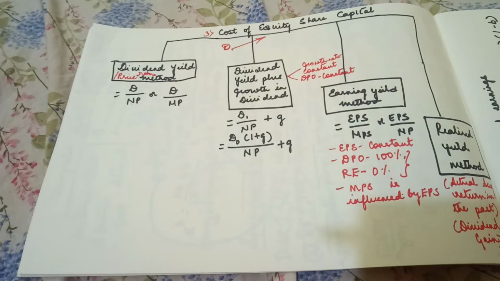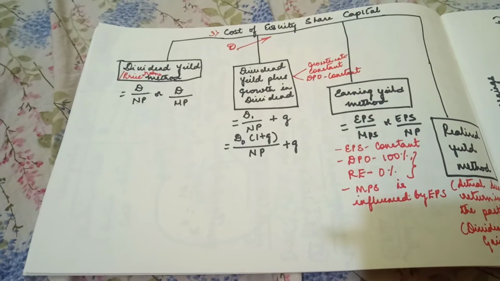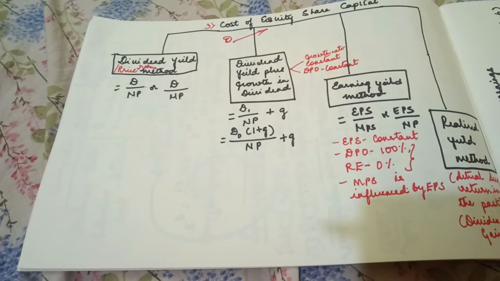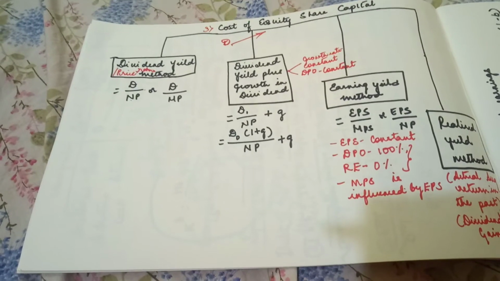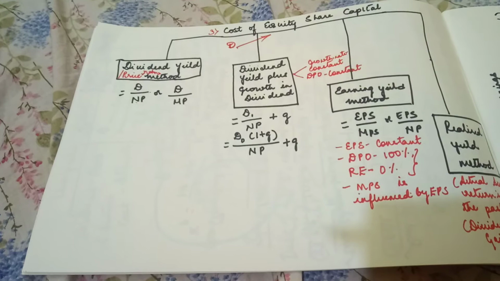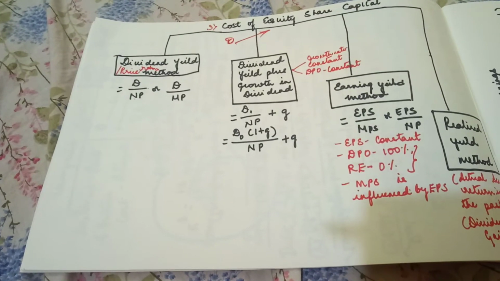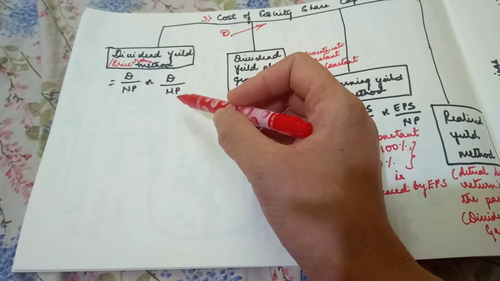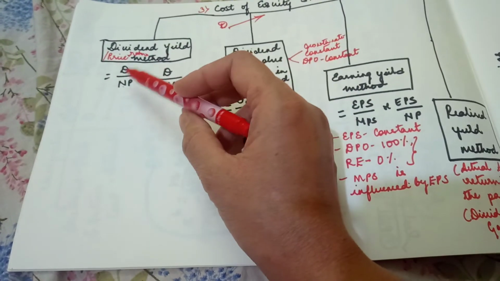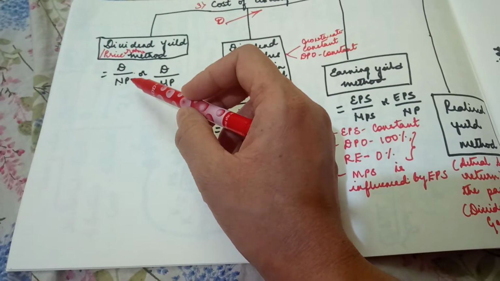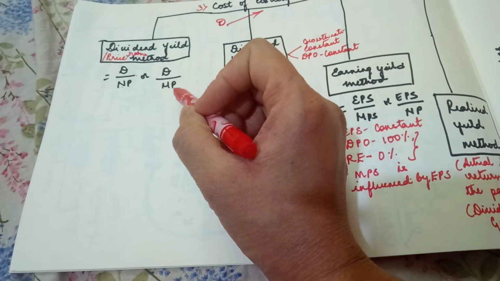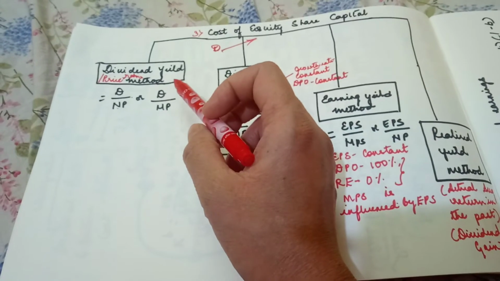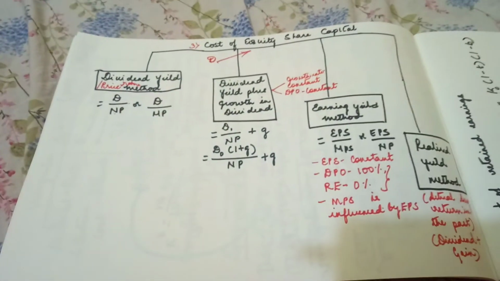You might ask me, ma'am, why didn't we take market price for debt or preference? Debt or preference is not traded on the stock exchange. Only equity shares have a secondary market as they are listed on the stock exchanges, and hence only in this case we can take D divided by NP. So whatever dividends they have received divided by the net proceeds or the market price per share will tell you the cost of equity share capital under this first method.